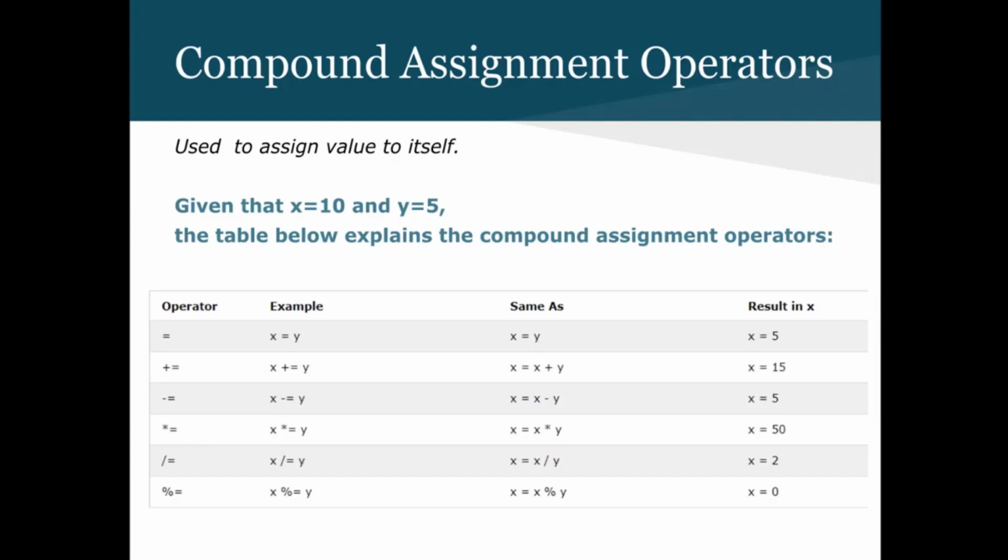And then the modulus operator. X modulus equals, so basically we're going to take the remainder and reassign it to the value of x, whatever that remainder is. So if we take 10 modulus y, 5 evenly divides into 10, so we have no remainder. That means x is now equal to 0.